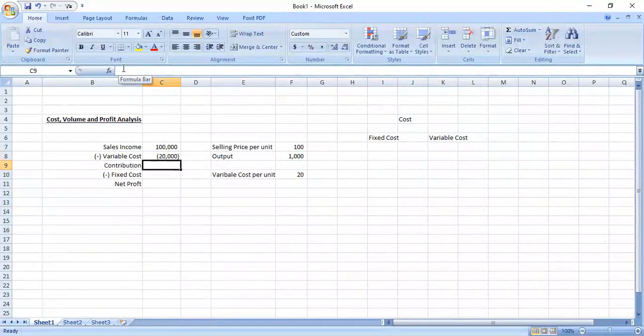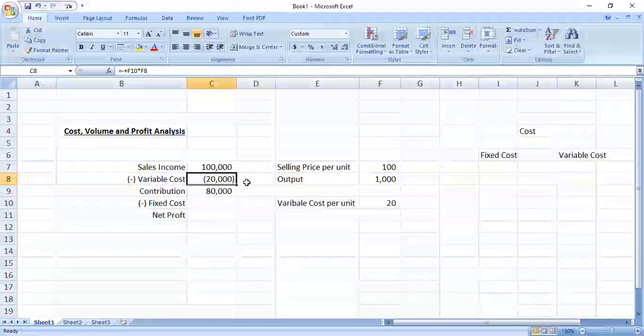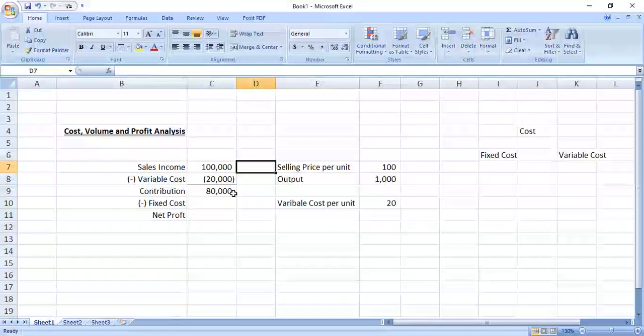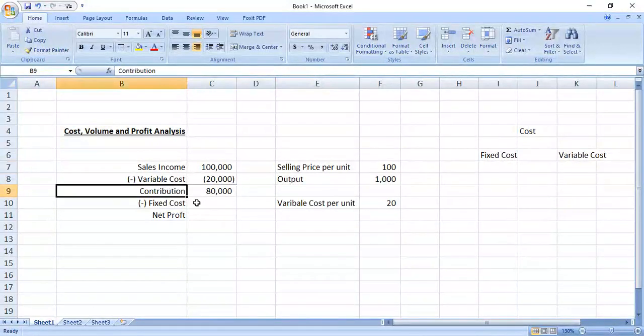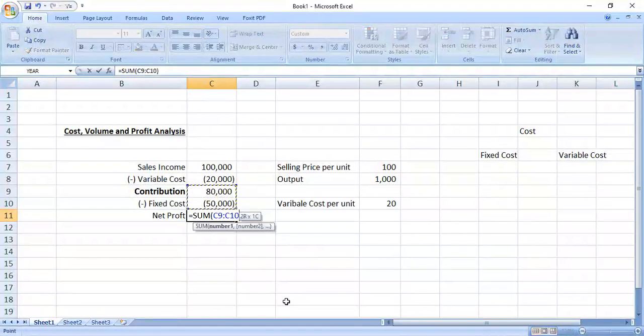So what is the remaining? We say contribution, right? After deducting the total variable cost, you have 80,000 remaining from your sales income. We call that contribution. Remember, contribution. It's a word you have to remember. Then from contribution, let's say your fixed cost is 50,000. Fixed cost is how much? 50,000. So you have a profit.